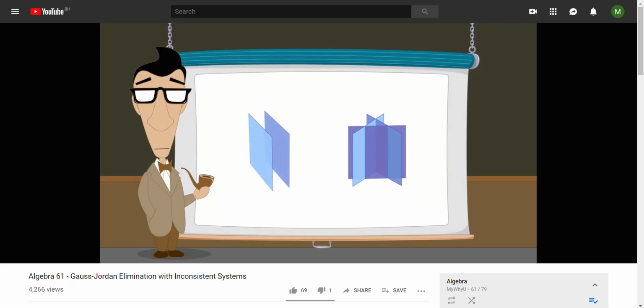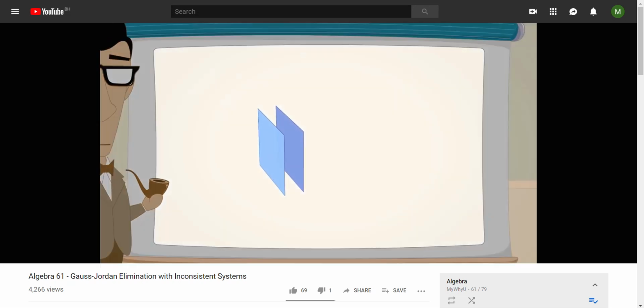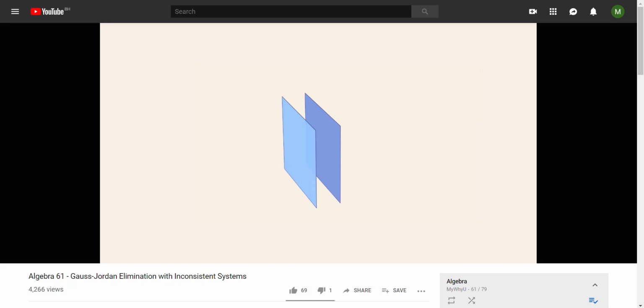So let's see what happens to these parallel planes and triangular tubes when Gauss-Jordan elimination reduces an inconsistent system in three variables. Before we start, it is useful to know that equations representing parallel planes can often be spotted without having to go through the process of Gauss-Jordan elimination. If this is the case, we can save a lot of time, since we know that the system has no solutions. As an example, let's take a very simple system of two parallel planes.